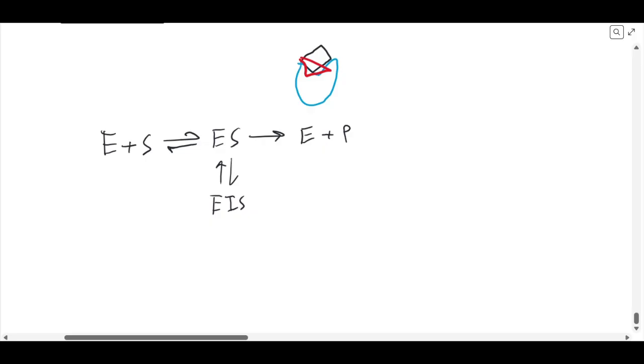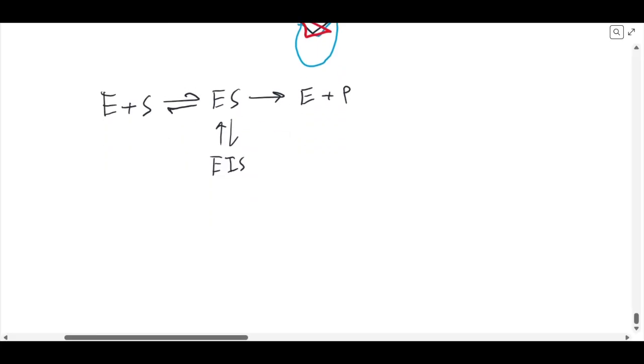And because that's being bound to that portion, we would have a decrease in our velocity maximum and a decrease in our Km, because this one just basically happens after the substrate is bound to the enzyme, and because of that, this reduces the Vmax.